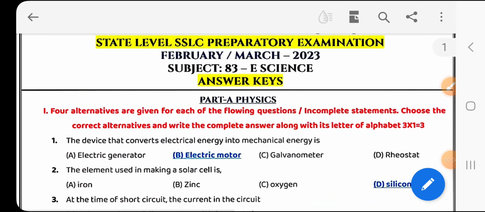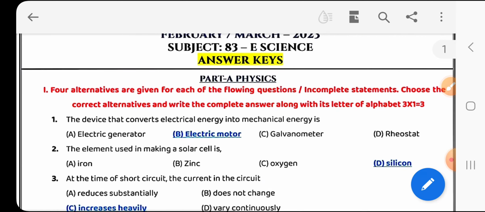State level SLC preparatory examination, science question paper, answer keys. So you are seeing part A physics MCQ type of questions.